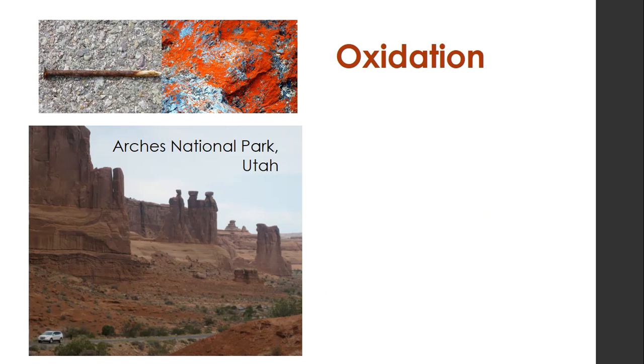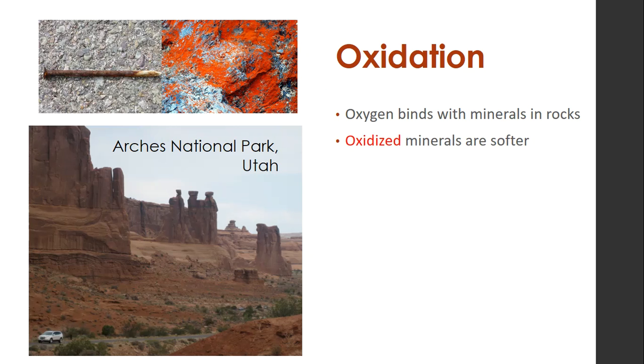Another type of chemical weathering is oxidation. So oxygen will bind with certain minerals in certain types of rock, and those oxidized materials are then softer. Think about it if you have metal that rusts, right? That metal gets much, much weaker, and tiny little bits of it will flake off because of that. It especially happens in iron-rich rocks, which you can see here in Arches National Park.